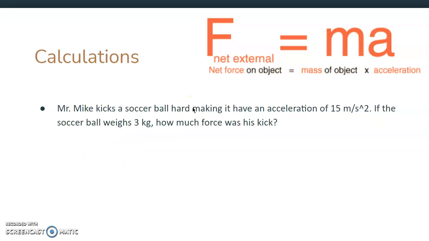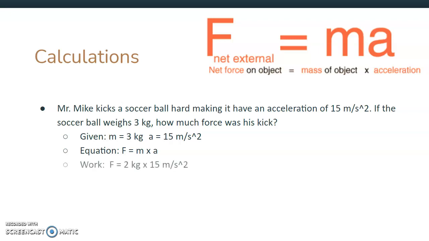Mr. Mike kicks a soccer ball, making it move with an acceleration of 15 meters per second squared. If the soccer ball weighs 3 kilograms, how much force was his kick? So, of course, we always start with what's given. We say our acceleration is 15 meters per second squared, and then we say the ball weighs, or our mass, is 3 kilograms. So we plug in m is 3, acceleration is 15. Then we use our equation, F is equal to m times a. Newton's second law, force is always equal to the mass of an object times its acceleration. And then we just get to plug in our numbers to our equation.